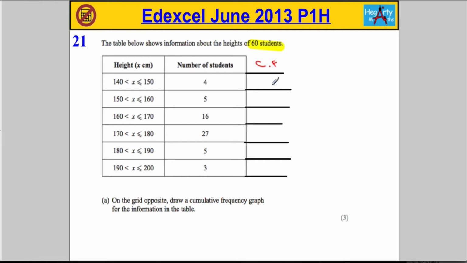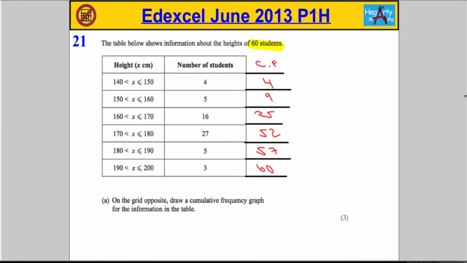The first value in your cumulative frequency column is always the same as the first value in your frequency table. So it's got to be 4. To get the next one, we're going to do 4 plus 5 to get 9. 9 plus 16 gives us 25. And we keep on going. 25 plus 27 is going to give me 52. 52 and 5 is 57. 57 and 3 is 60.